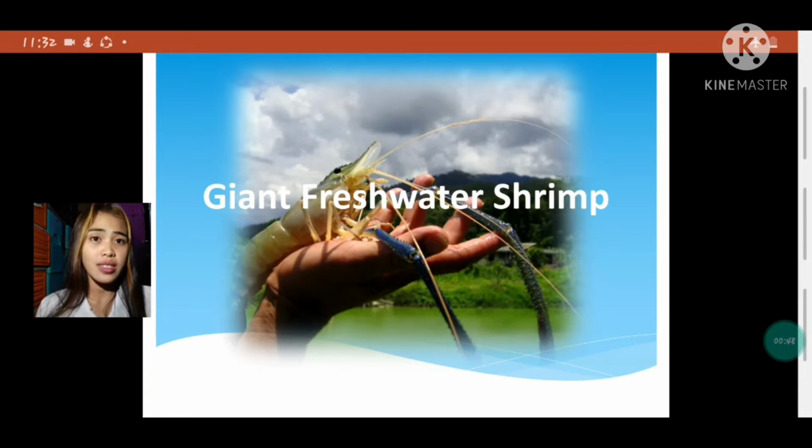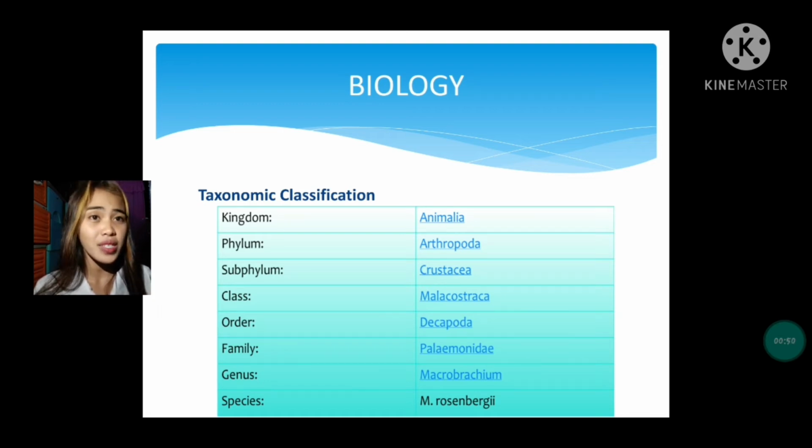Then the next is the taxonomic classification of the giant freshwater shrimp. First is kingdom Animalia. Phylum Arthropoda, subphylum Crustacea, class Malacostraca, order Decapoda, family Palaemonidae, genus Macrobrachium, species Macrobrachium rosenbergii.